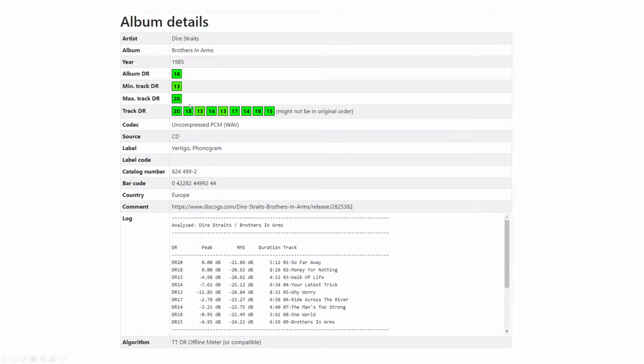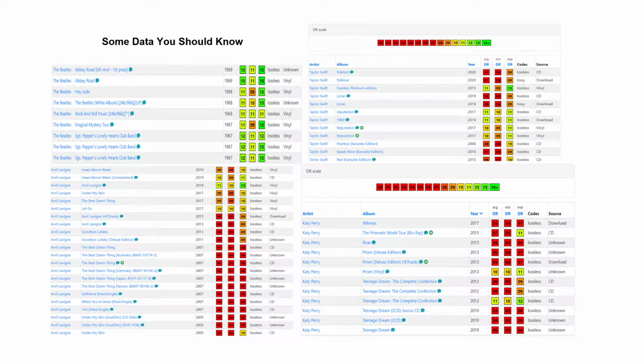As you can see here, Brother in Arms, produced in 1985 with the help of CD, has a very high dynamic range. However, the sound we produce today, or the sound produced before the invention of CD, had a much smaller dynamic range. You can see the sound produced by the Beatles, even though the dynamic range is still higher than nowadays music, is still lower than the dynamic range of Dire Straits' Brother in Arms.